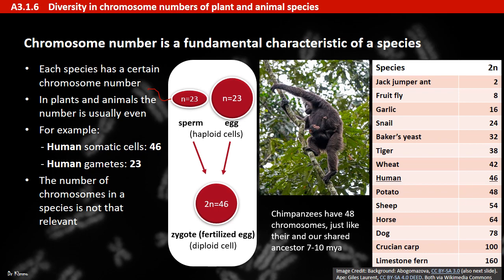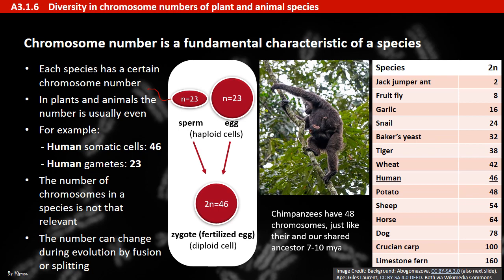The number of chromosomes in a species is not that relevant. It does not reflect, for example, complexity. Have a look at the table on the right and you will see that wheat has almost the same number of chromosomes as humans do, and potatoes have even more.